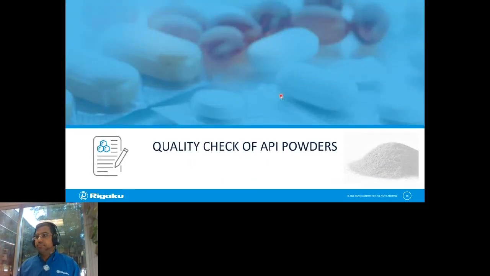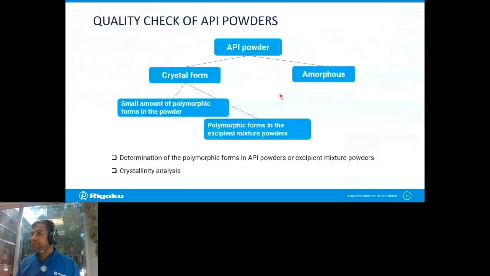Let's move on now to quality check of API powders. Once you have an API powder, it could again be in crystal form or an amorphous form. There can be small amounts of polymorphic forms in this, which we want to minimize, obviously.